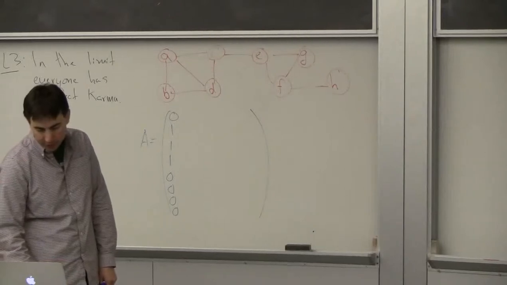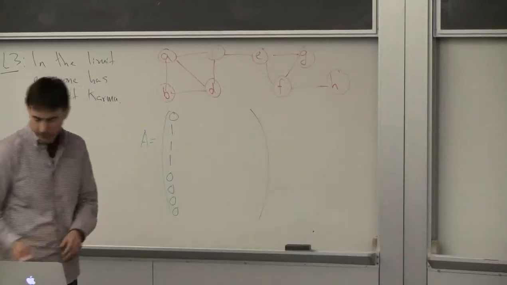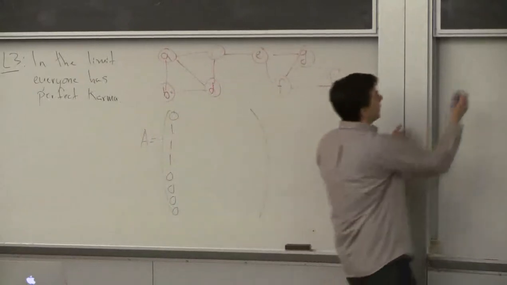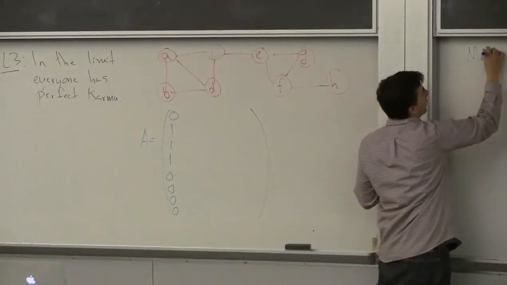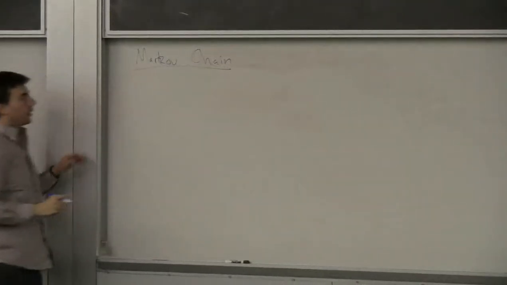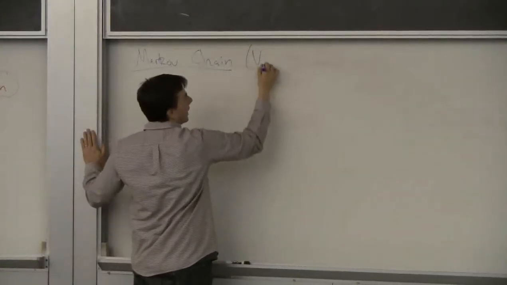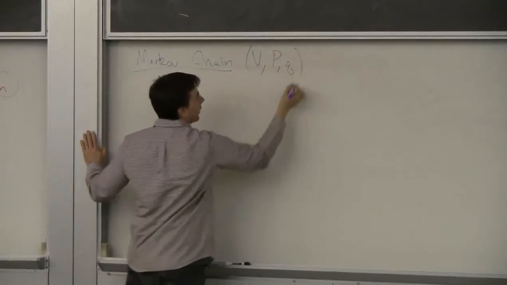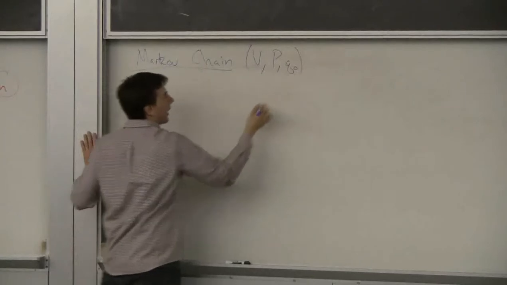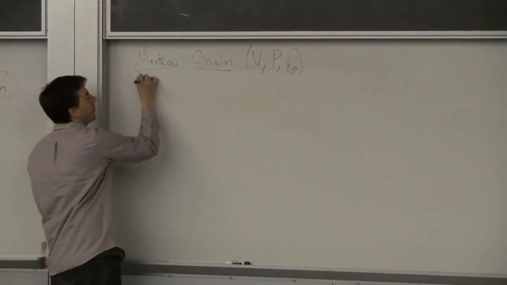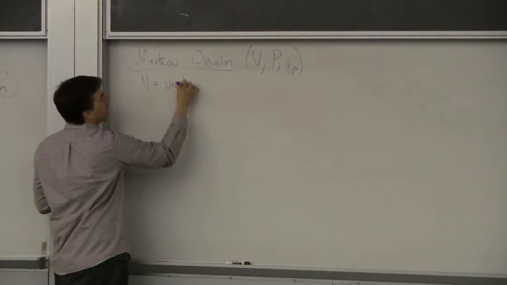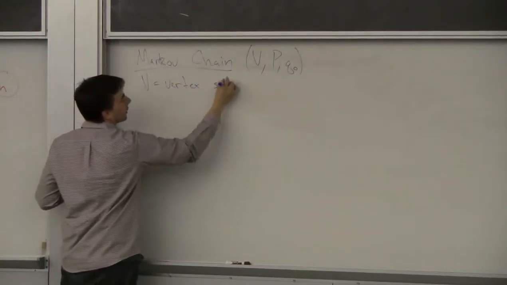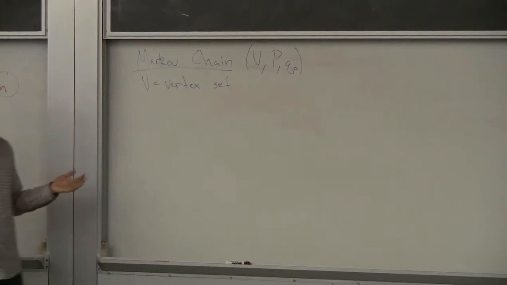when you're dealing with the Markov chain, okay, so a Markov chain will be defined based on three things: a vertex set, a probability transition matrix, and an initial state Q0. So V is going to be a vertex set. So here, if you have a graph, it's the same vertices as the graph.